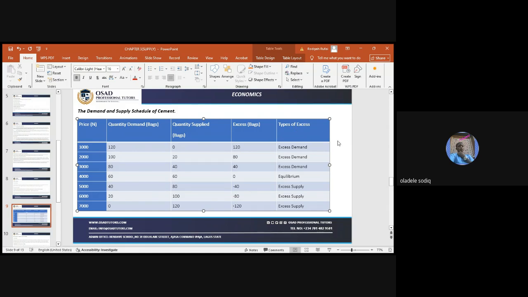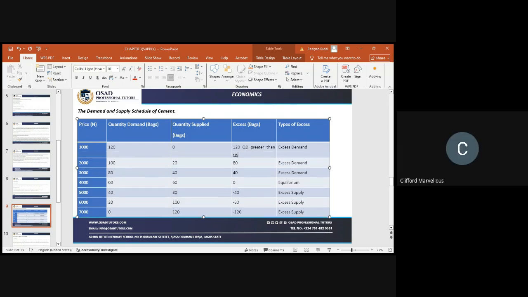In that situation, you can write it like this. You can say quantity demanded is greater than quantity supplied. That is what? Excess demand.